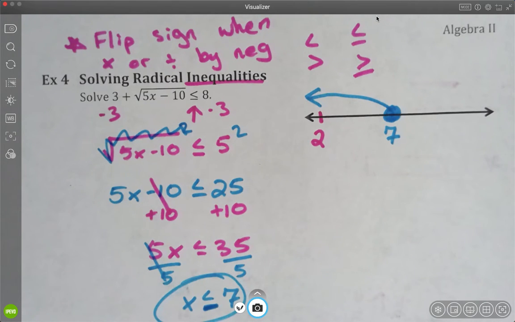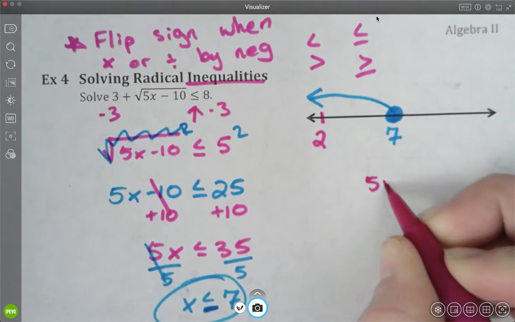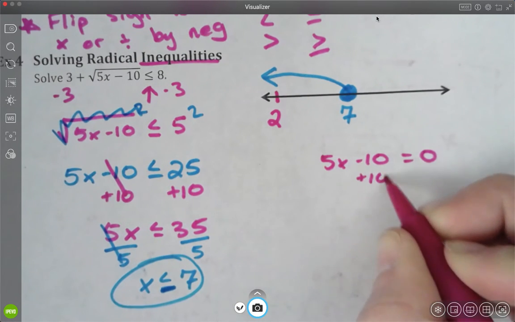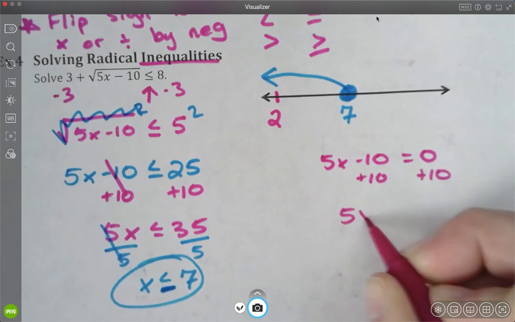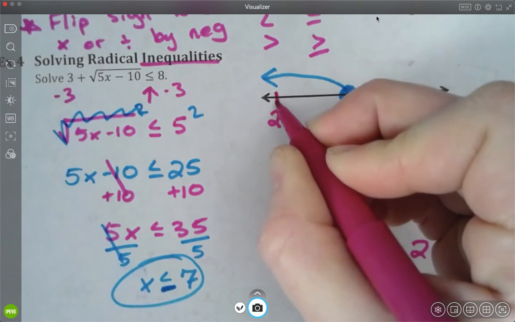5 times 2 is 10. 10 minus 10 is 0. The square root of 0 is still fine. But if it's less than 2, like the number 1 that we just plugged in, that's bad. Right? So if you can't do that in your head, Jason did that in his head. 5x minus 10, if you set that equal to 0, and you add the 10 over, 5x equals 10. X has to be 2, right?